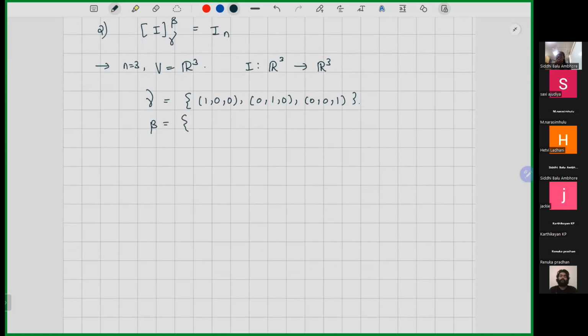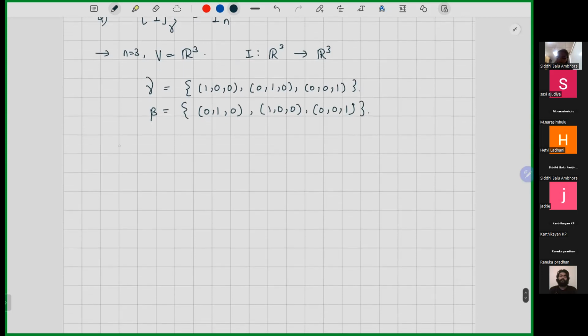And beta, I will keep the basis as a set the same, but I am just switching the order. When we write the linear transformation matrix, we consider an ordered basis, so the order of the elements matters in this case. Then what is I of (1,0,0)? It is (1,0,0), right?